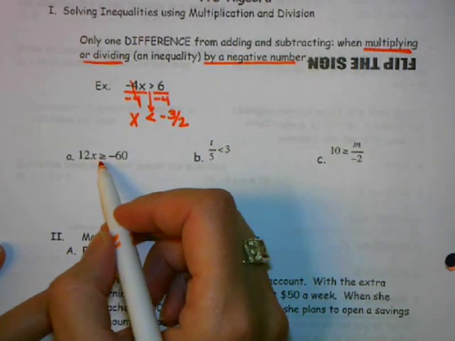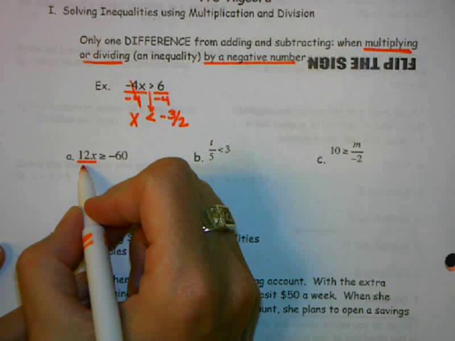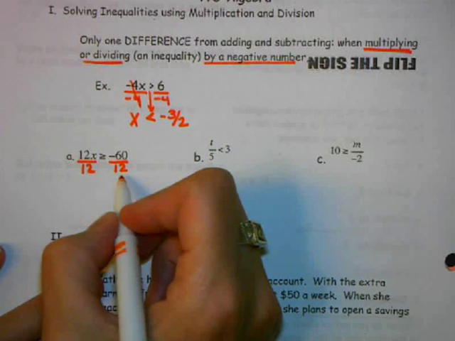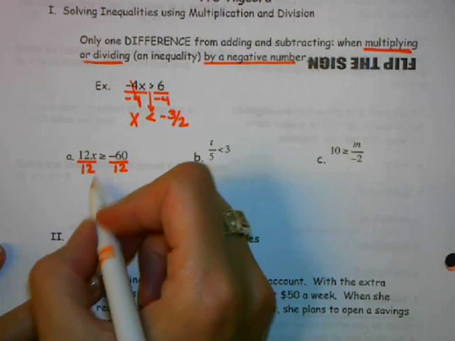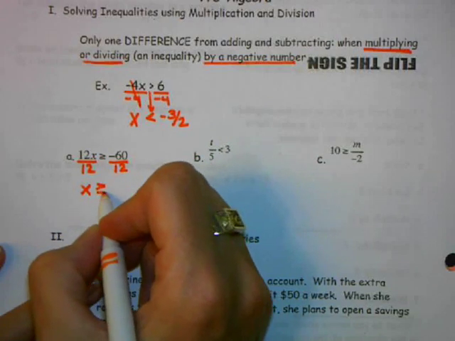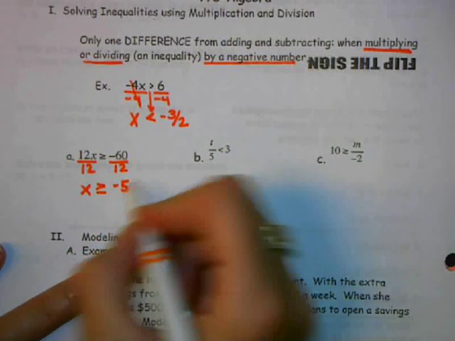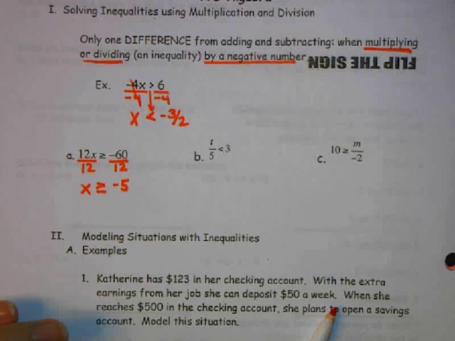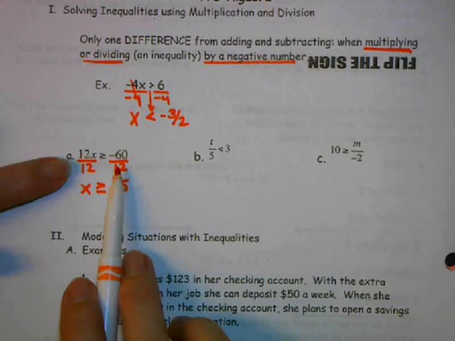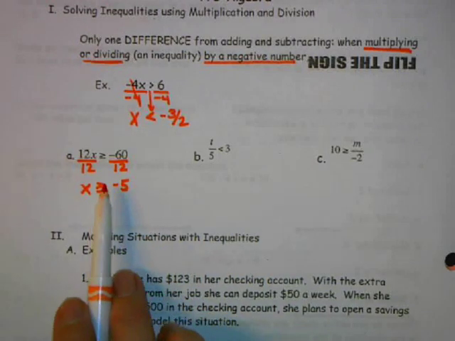I have 12x is greater than or equal to negative 60. In order to get the x by itself here, I would divide both sides by 12. I'm dividing by a positive number, so I don't have to flip my inequality sign around. I'll have x, I leave this inequality sign alone, is greater than or equal to, and even though the stuff here is negative, negative 60 over 12 is negative 5. The fact that the number on this side is negative doesn't matter. It's only when I multiply or divide by a negative number that I flip my inequality sign around.